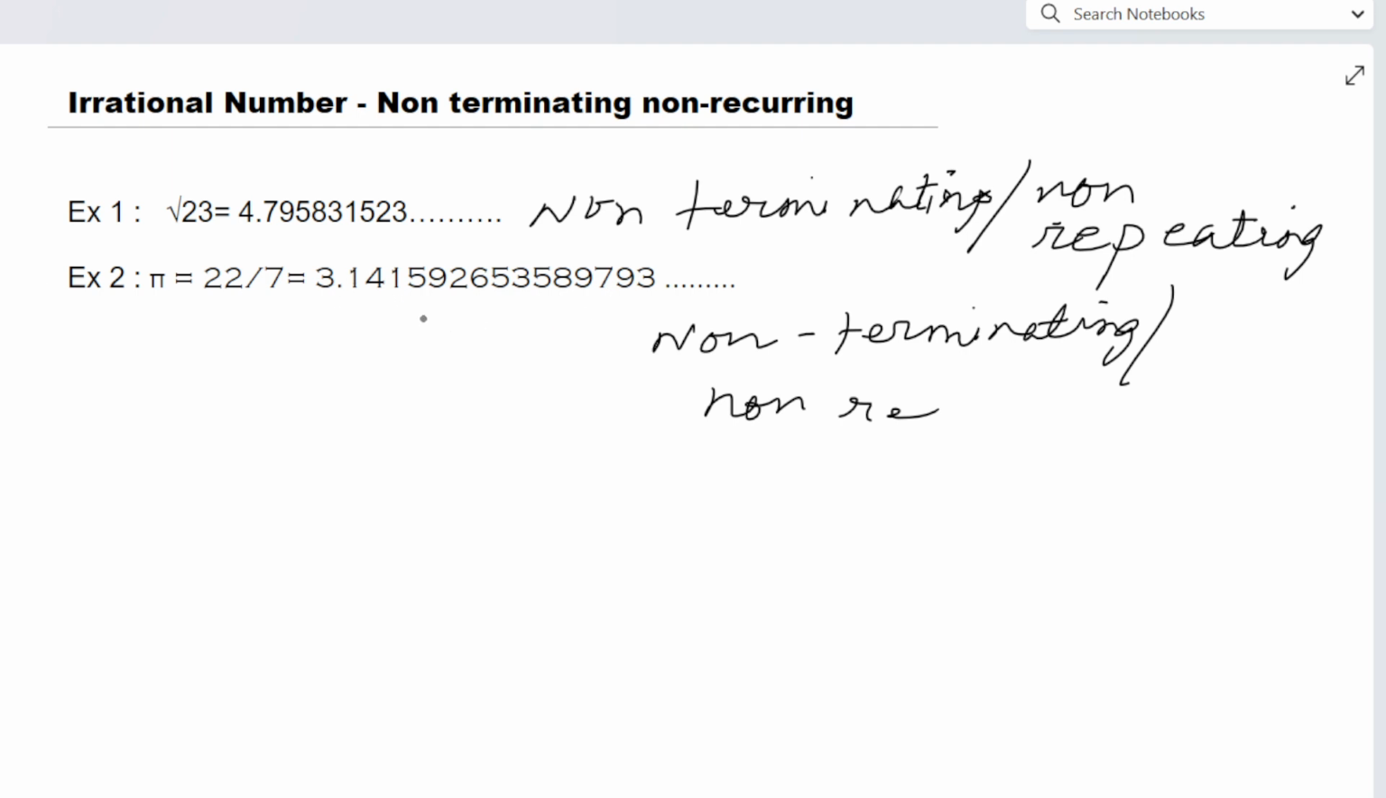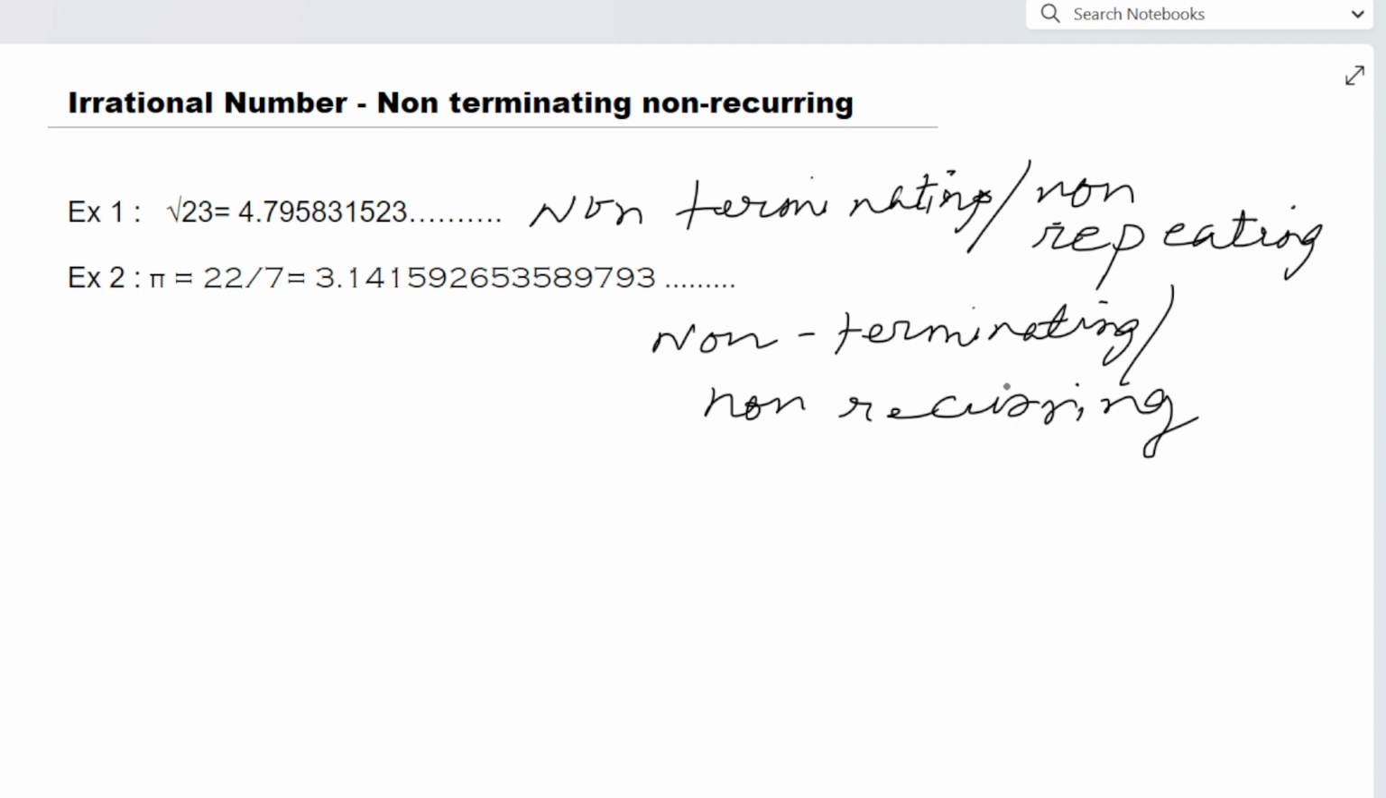So irrational numbers are non-terminating, non-ending in decimal form, and also non-repeating, meaning the digits do not repeat in any pattern, non-recurring. So I hope you understood the two major differences between rational number and irrational number.